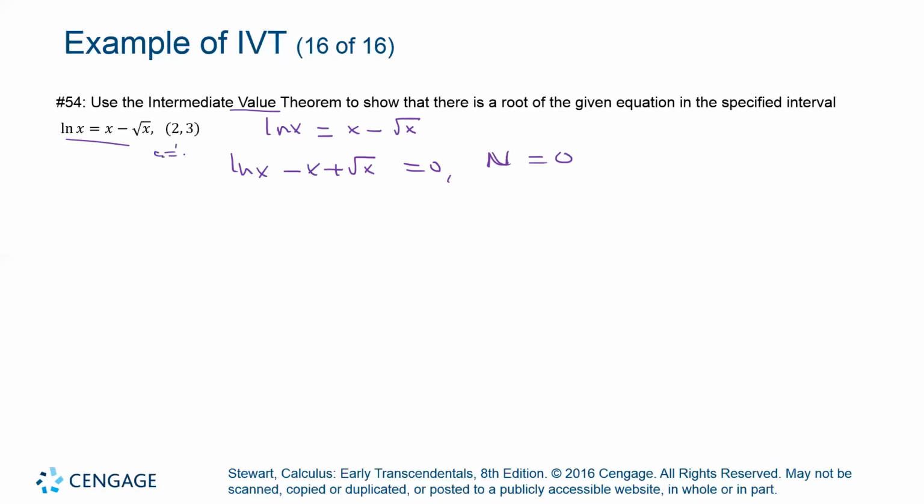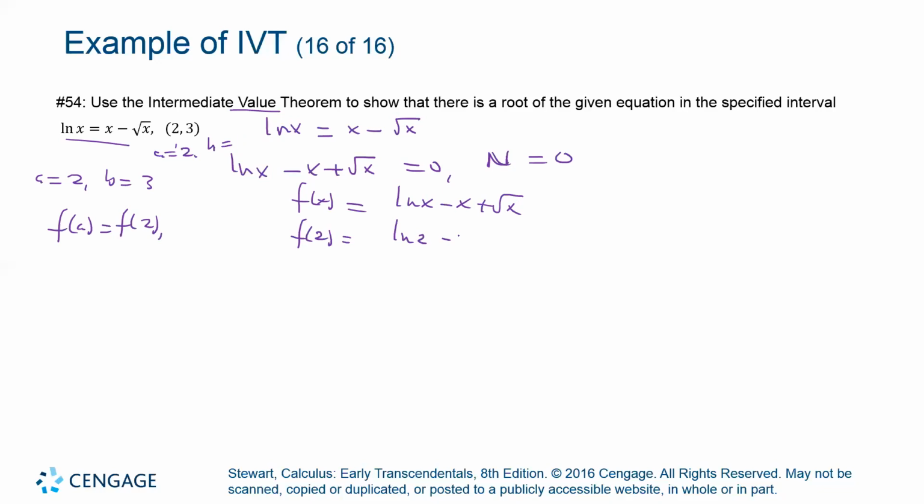My a is 2 and my b is 3. So first, let's find the function value at a, that is f of 2. By the way, this is my f of x: the natural log of x minus x plus the square root of x. So what is f of 2? f of 2 is natural log of 2 minus 2 plus square root of 2.